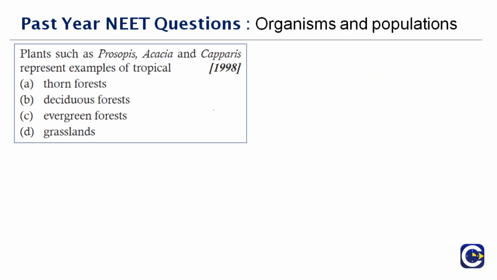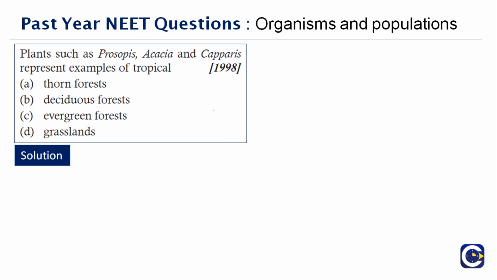Okay, next question here. Plants such as Prosopis, Acacia and Capparis represent the example of tropical dash. What are these plants actually? It is not deciduous, it is not evergreen. Deciduous forests present in both northern and southern hemisphere contain broad-leaved and hard wood. We just now saw it in the last question. Now, when you talk about the evergreen forest, you know how the trees or the plants live, how they occur.